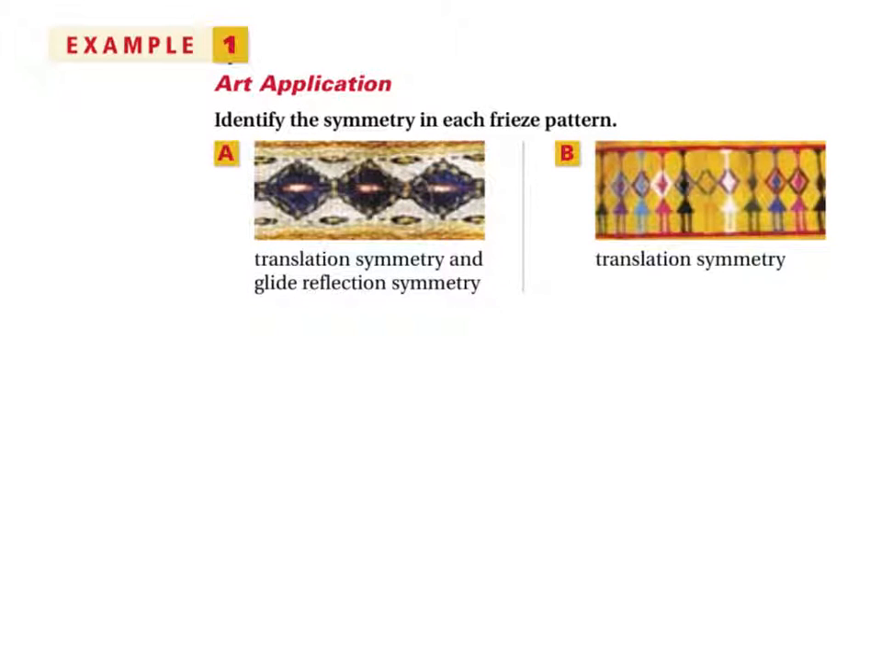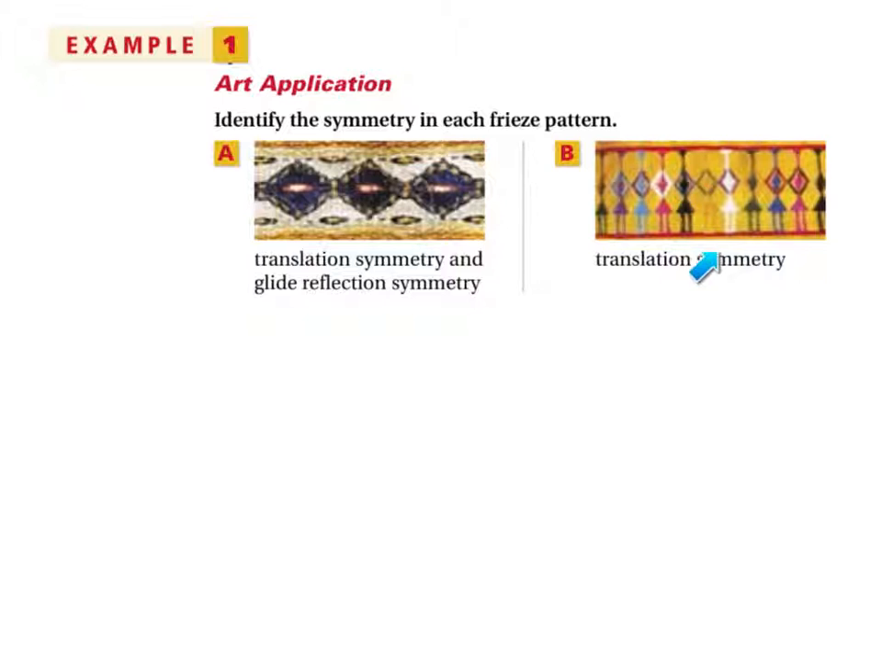Now in example 1, I want you to identify the symmetry in each frieze pattern. So if you look at A, I do want you to write down 1A. You don't need to draw the picture, but it does have translation symmetry because I can take any of these little diamonds and slide them to give you another part of the pattern. Glide reflection: could I slide any part of this and then reflect it to give you the same thing? Absolutely. You can reflect it down, you can reflect it across. No matter where I have, this has glide reflection symmetry.